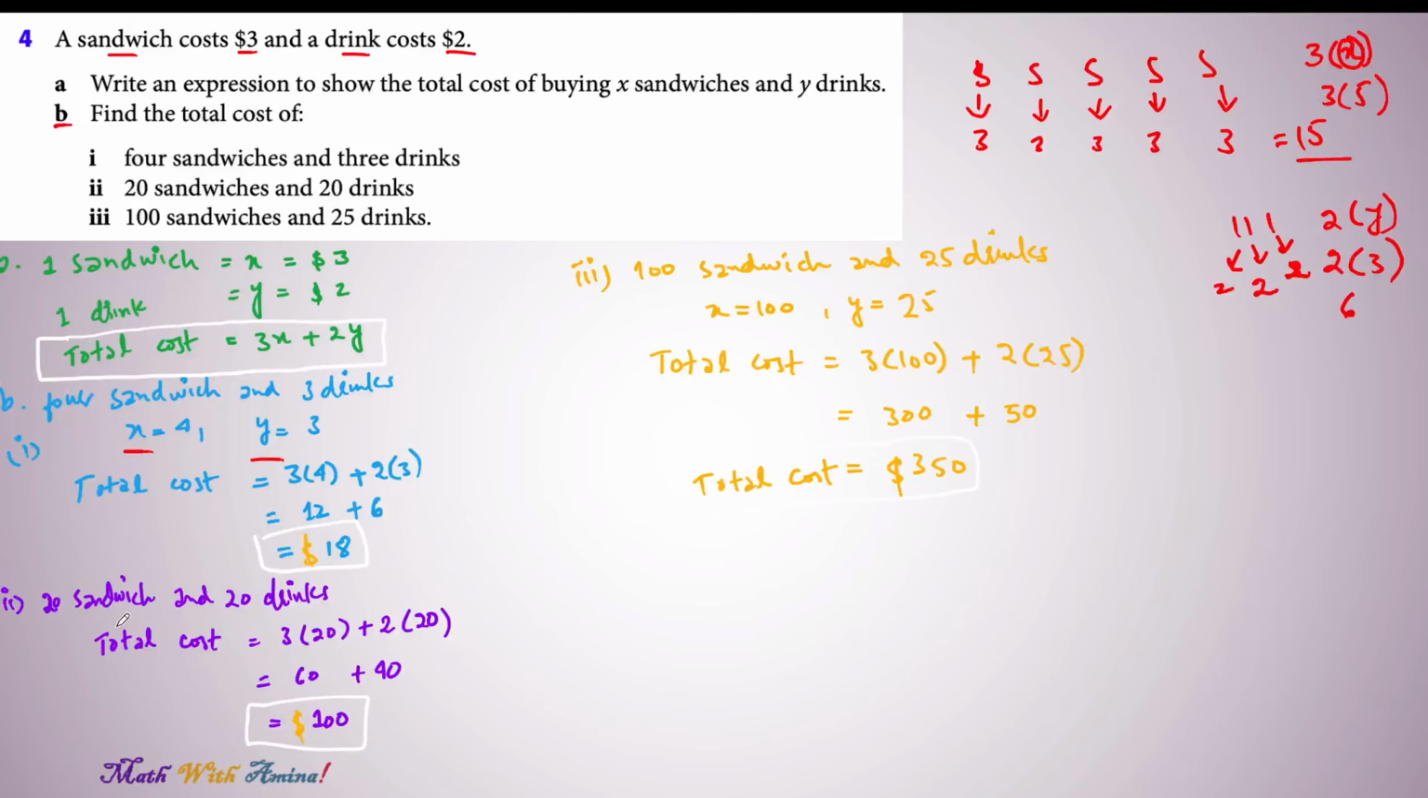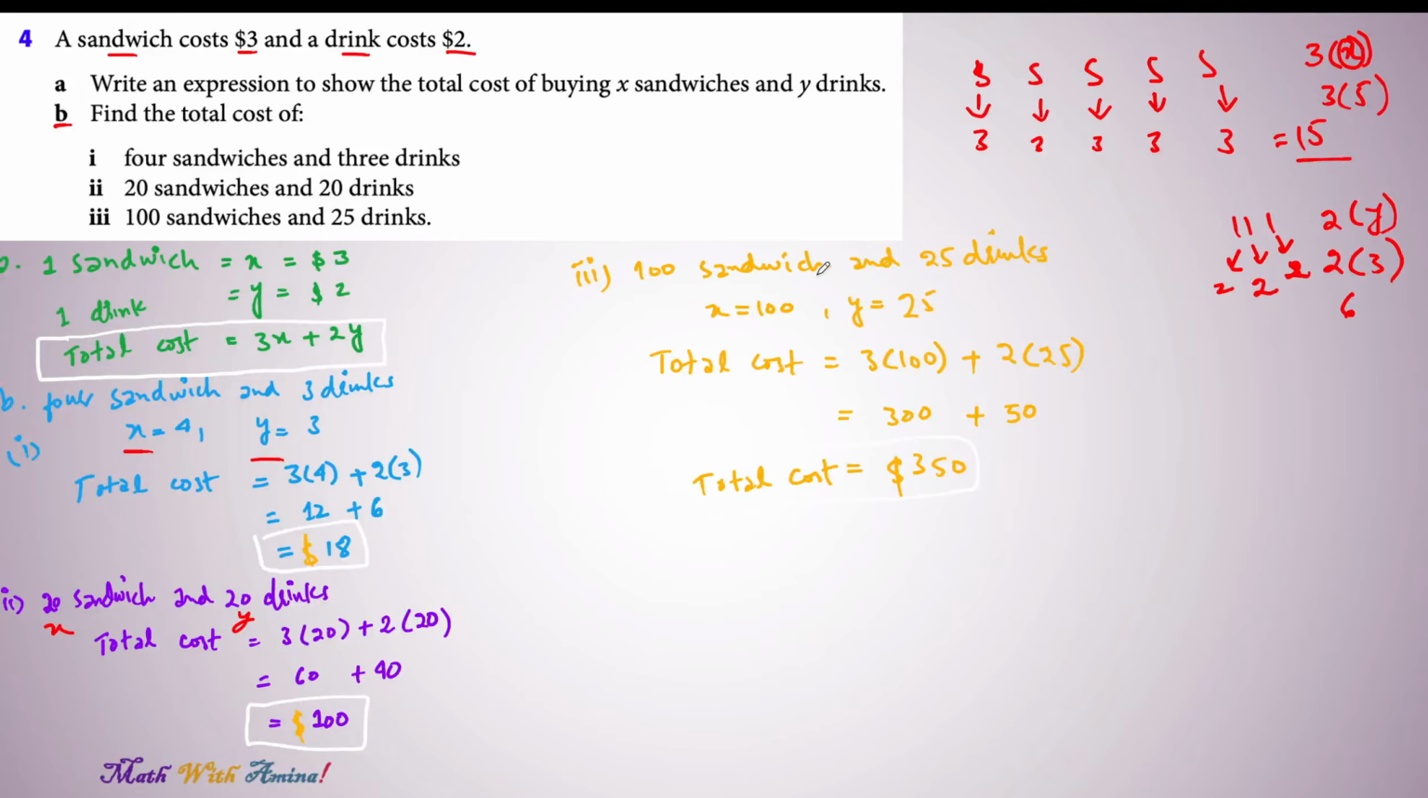Then the next part is what will be the total cost for 20 sandwiches and 20 drinks. So again we plug in the value of X and Y. This is X, this is Y. So 20 sandwiches and 20 drinks. 3 multiplied by 20 is equal to 60. 2 multiplied by 20 is equal to 40. So 60 plus 40 would be $100. So if there are 20 sandwiches and 20 drinks, we have to pay $100 for that. That will be the total cost for it.